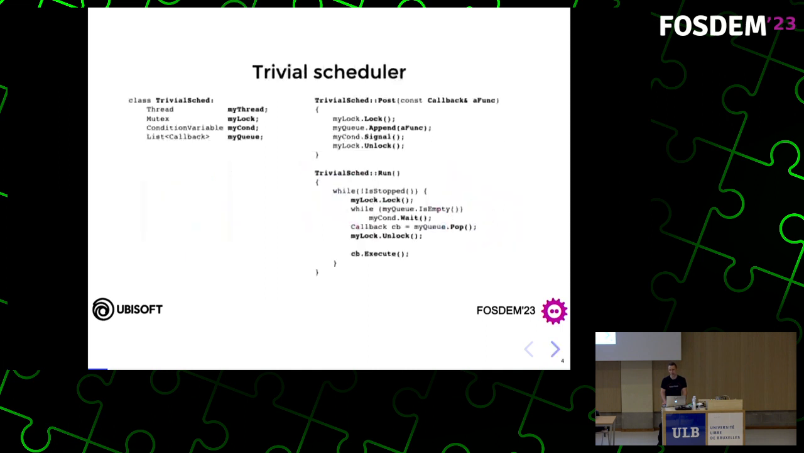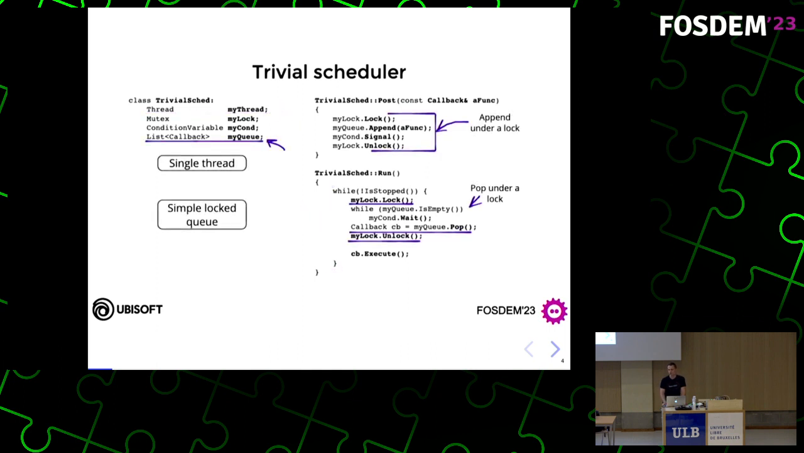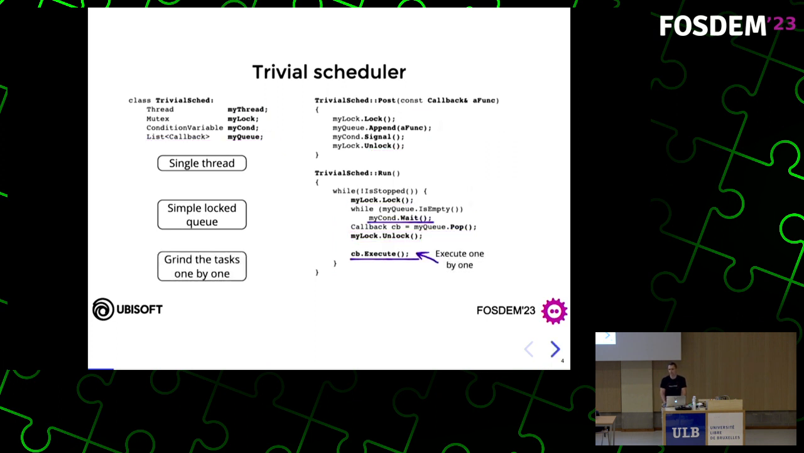So here is a very, very simple trivial scheduler implemented in C++-like pseudocode for simplicity, which demonstrates this example. It's just a single thread. It has a mutex-locked queue for callbacks, and what it does is just execute those callbacks one by one. This is a very simple scheduler.